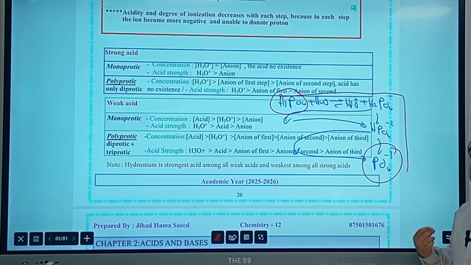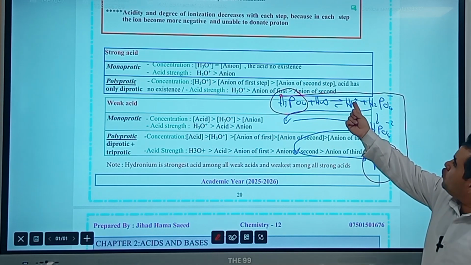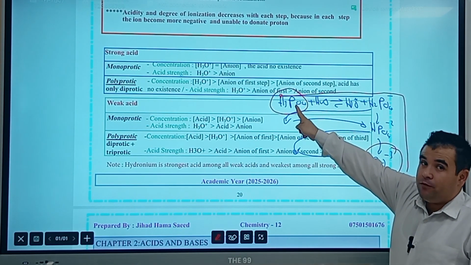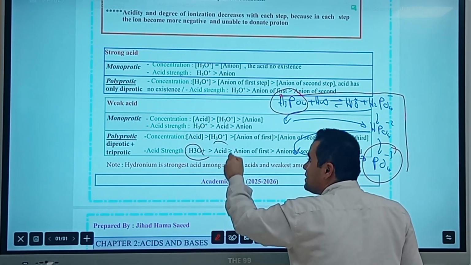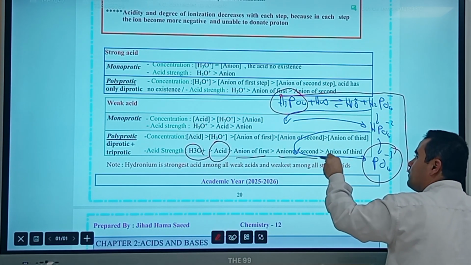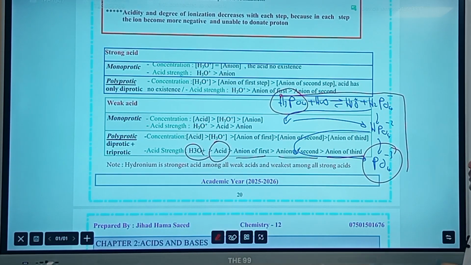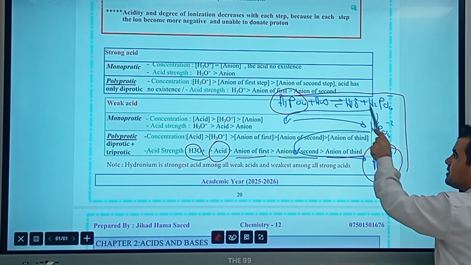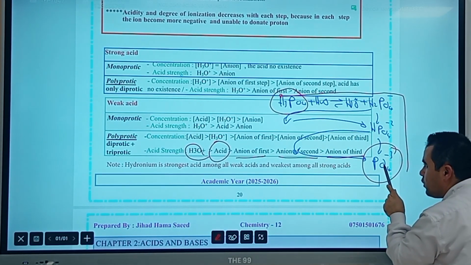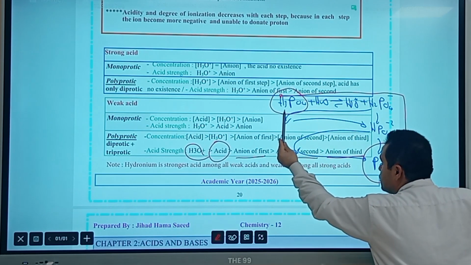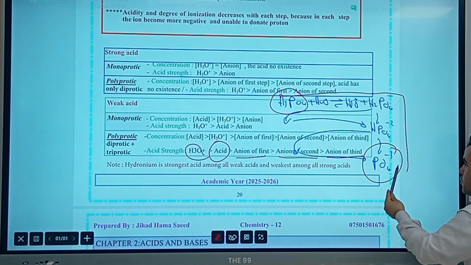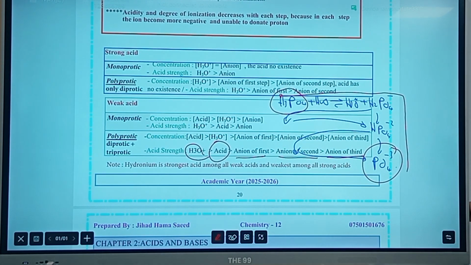In terms of the strength of the acidity, hydronium comes first and then followed by the acid, H3PO4, then the anion of first, the anion of second, and the anion of third. So hydronium is the strongest acid, phosphate is the strongest base in this solution, the highest concentration is H3PO4, and the least concentration is PO4 negative 3.